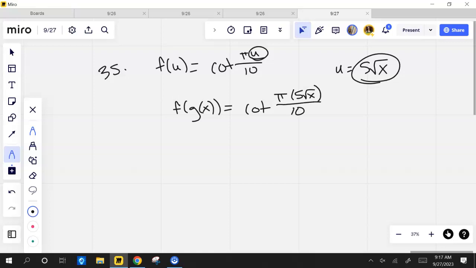Again, since I'm taking a derivative, I want to clean it up as much as I can before I actually take the derivative because it'll make my life a little easier. Cotangent 5 over 10 is going to be 1/2, right? So I've really got pi times the square root of x over 2. Now I'm going to take the derivative of this.